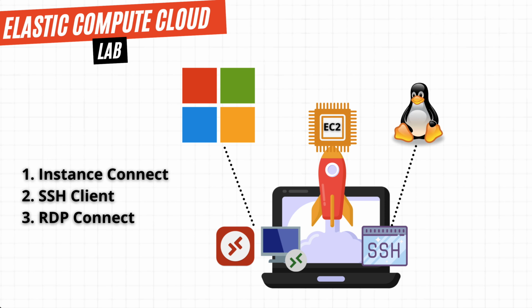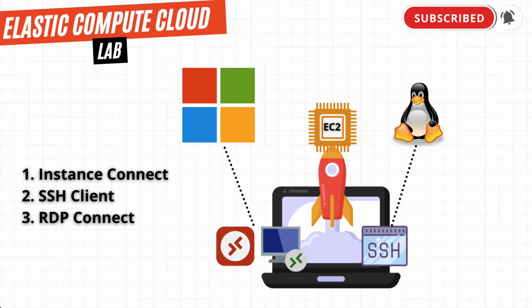Welcome back. In this lab, we will connect to the two EC2 instances we created in the last video. We will use SSH, Instance Connect, and RDP. If you have a Windows PC, it comes preloaded with Remote Desktop. You may just need to enable it so you can connect to the Windows instance.